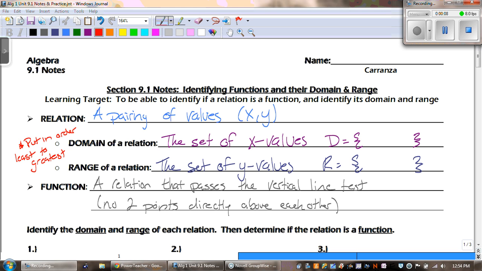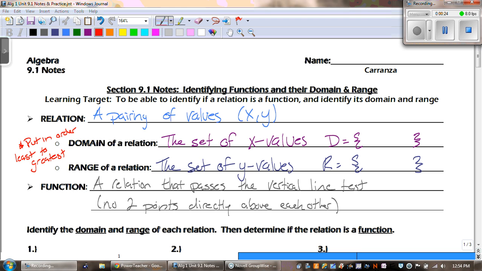Today we're talking about identifying functions and their domain and range. Our learning target today is to be able to identify if a relation is a function and identify its domain and range. So some of this will be review and some of it will be new. Let's go ahead and get started.